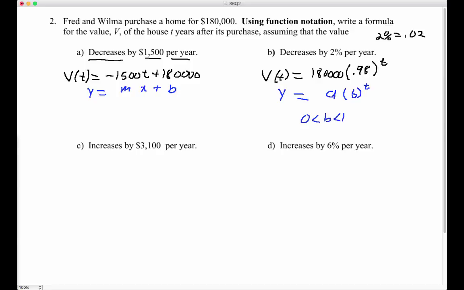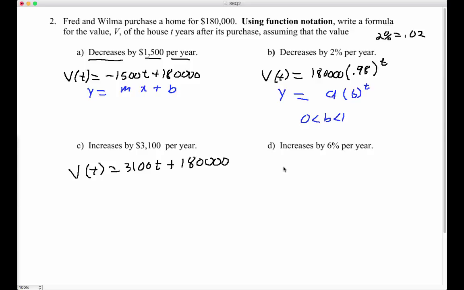All right, let's go back here and look at a linear increase of $3,100 per year. That would tell us that the value of our home with respect to time is equal to 3,100 times t plus $180,000. So for every year, we add an additional $3,100 of value to the home. Again, that's y equals mx plus b.